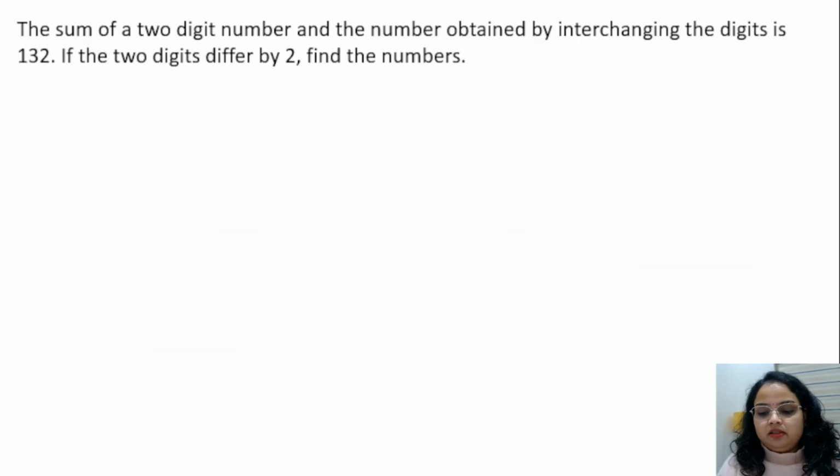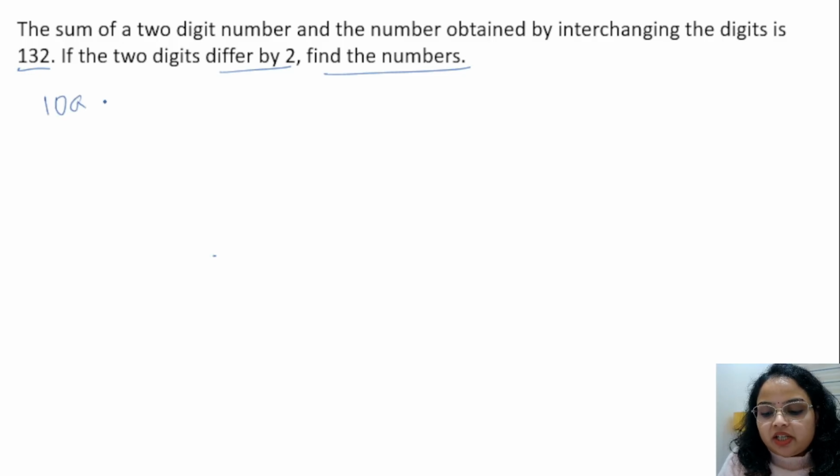Next one. The sum of a two-digit number and the number obtained by interchanging the digits is 132. If the two digits differ by 2, find the numbers. Here a two-digit number, how is it represented? It is 10a plus b. If the number is ab, we will represent it in the form of 10a plus b. We will not represent it as a plus b. We will represent it in 10a plus b form.